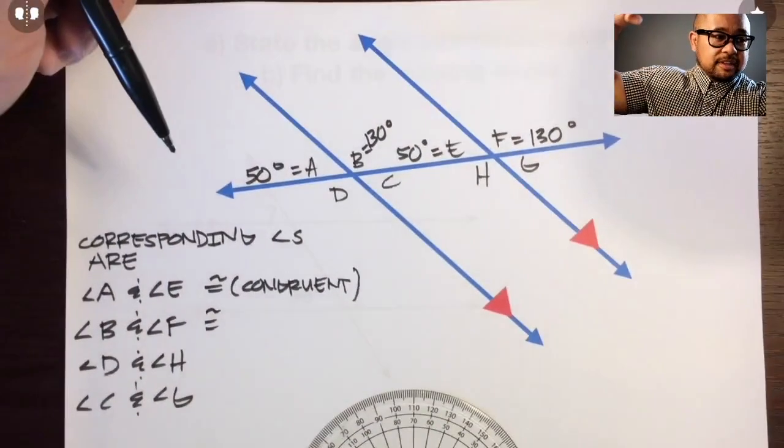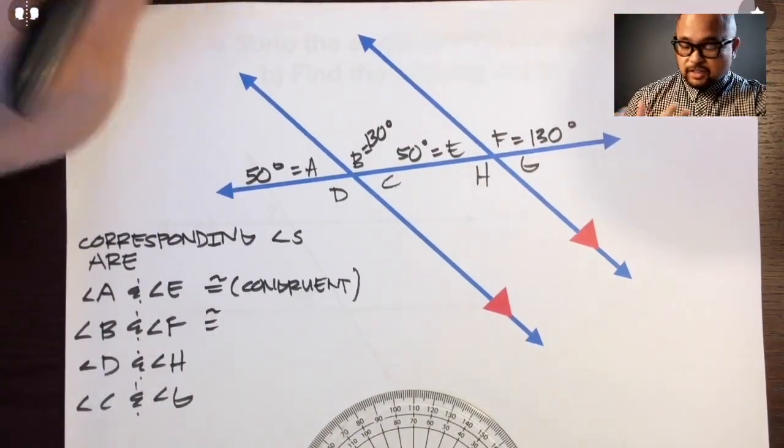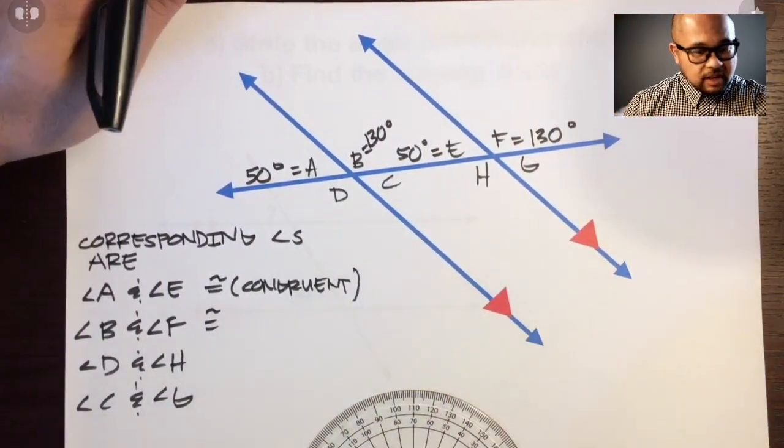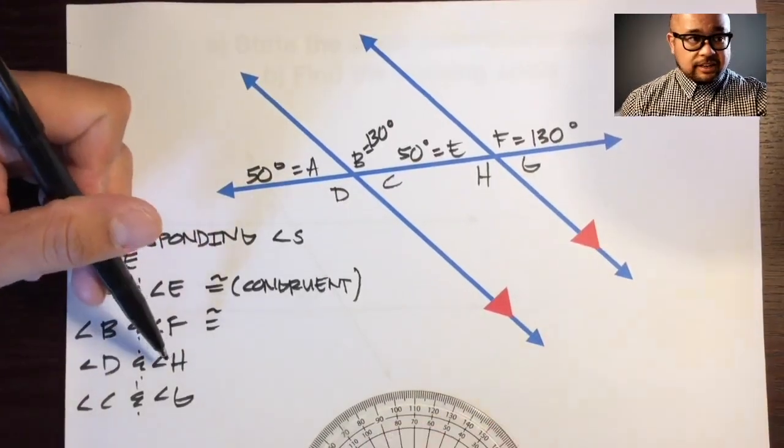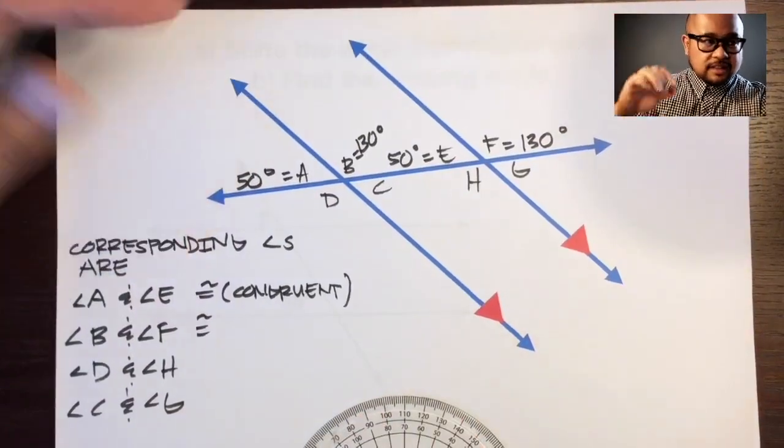Alright, so angle B and F are congruent. So you may start drawing a conclusion about corresponding angles, but let's just make sure. Let's look at angle D and angle H. Let's try to figure out what angle D is.